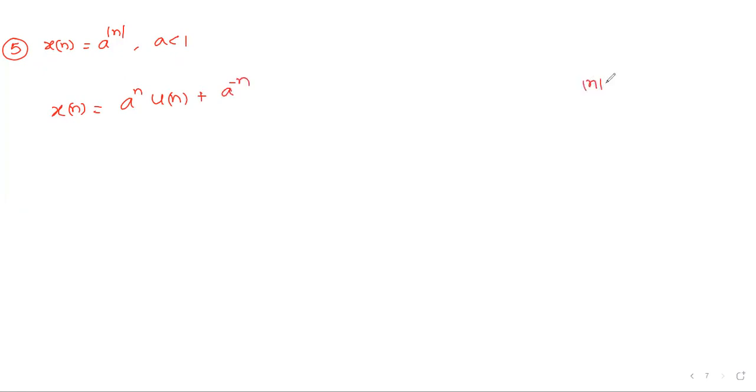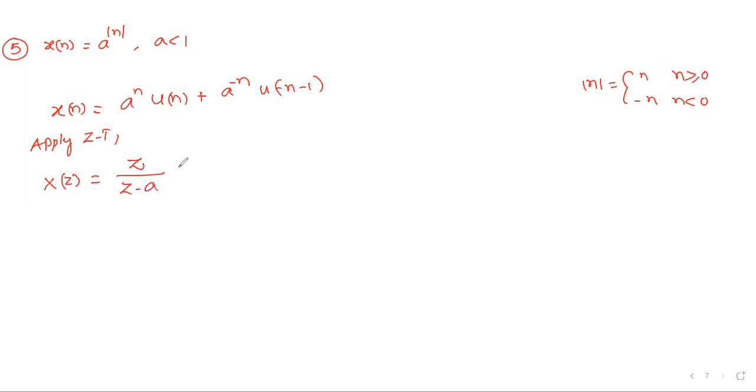You write here modulus n is nothing but n for n greater than or equal to 0, minus n for n less than 0. So a power n u of n plus a power minus n u of minus n minus 1. Here we need to be careful. So now what is the Z transform of this? Apply Z transform. What is x of n's Z transform? X of z equal to a power n u of n, what is the Z transform? z by z minus a.